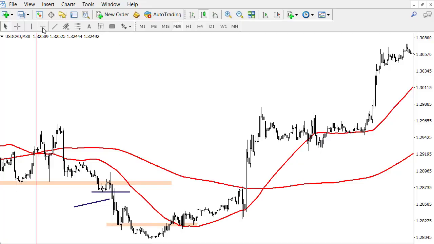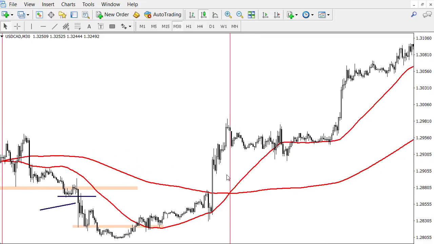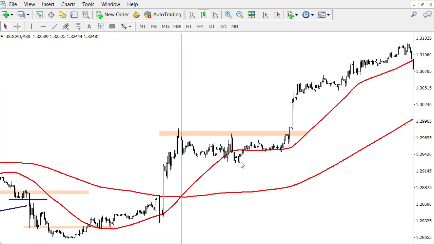A nice filter is the moving average crossover together with the highs and lows. It's very, very powerful. So you can stay away from a lot of noise. Here the moving average crosses again. We have our high here. You can see how nicely it is being respected.